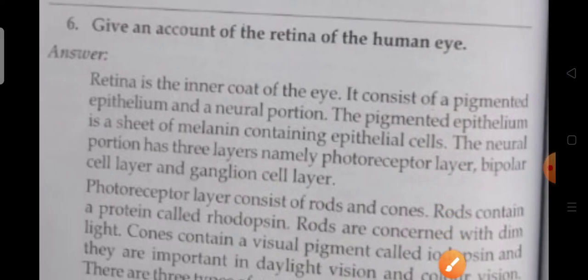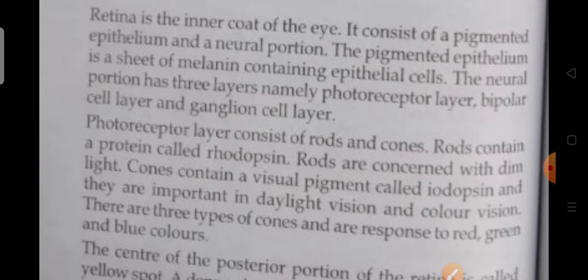Okay, give an account of the retina of the human eye. The retina is the inner coat of the eye. It consists of the pigmented epithelium and the neural portion. The pigmented epithelium is a sheet of melanin-containing epithelial cells. The neural portion has three layers, namely the photoreceptor layer, bipolar cell layer, and ganglion cell layer.